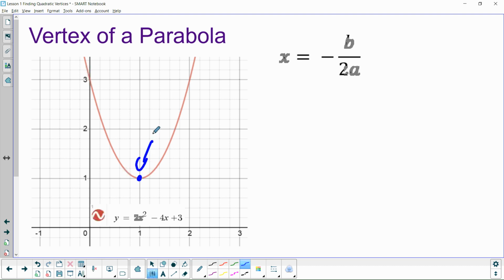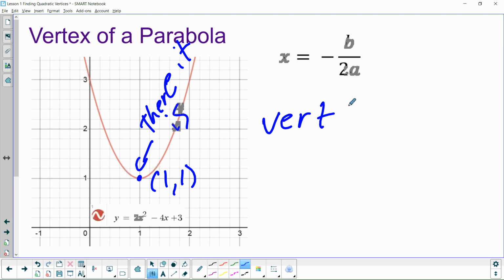There it is. And you're right. So what is that ordered pair? I don't know, Mr. Barton. 1, 1? You are correct. The vertex of this parabola is 1, 1. Wonderful. I'm so proud of us.